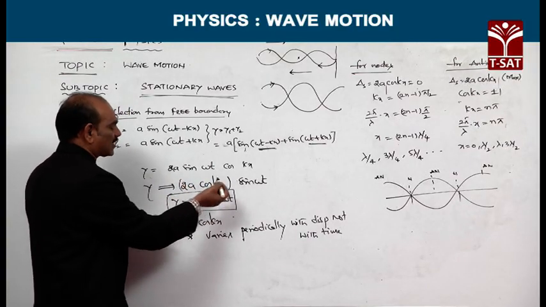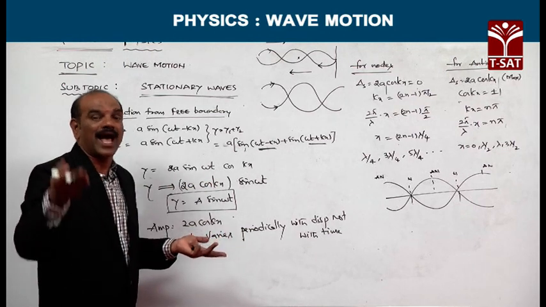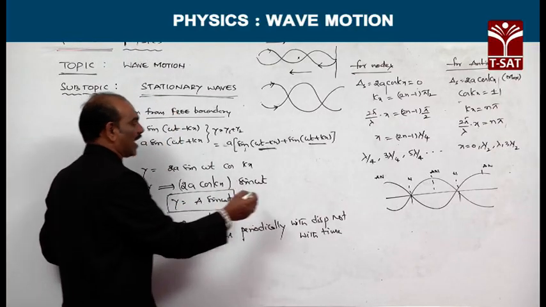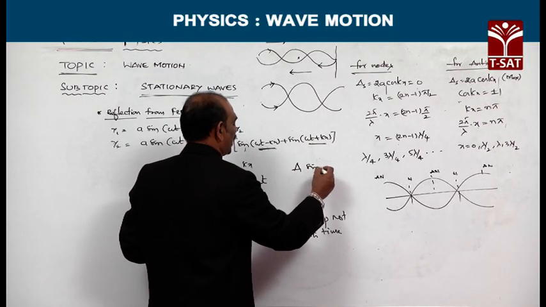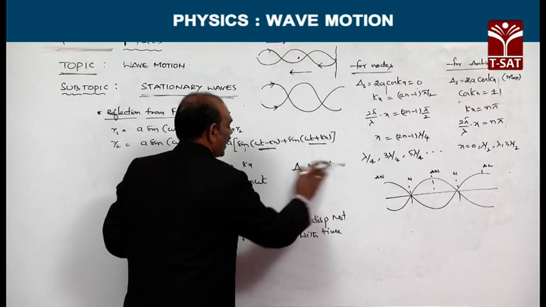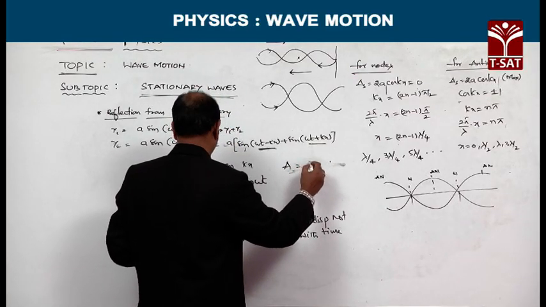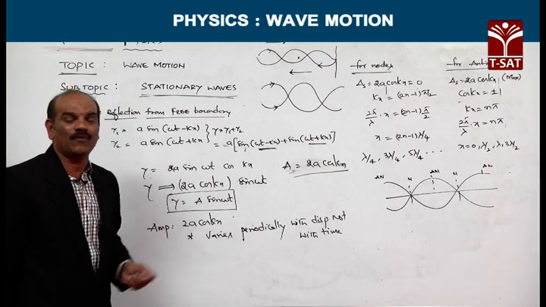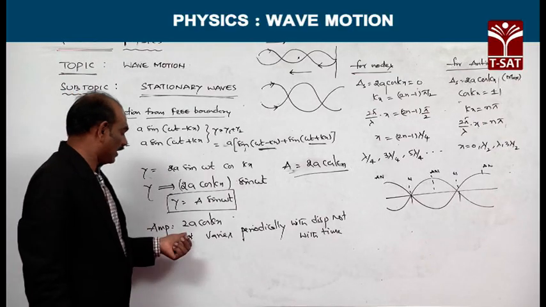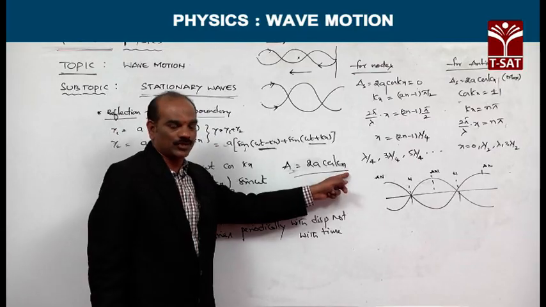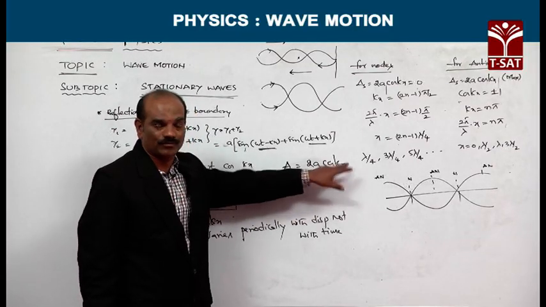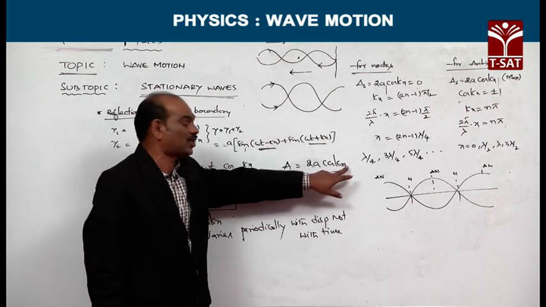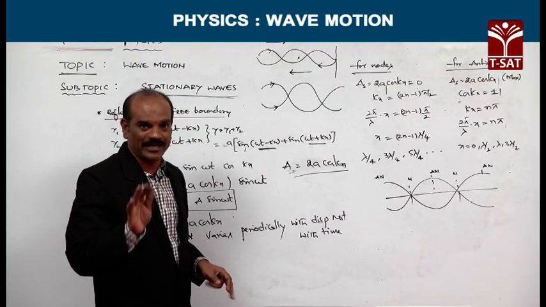in place of 2a cos kx, what have we obtained? That is nothing but the amplitude of the stationary wave. Therefore, y is equal to A sin omega t is the equation of this wave, whereas A, which is 2a cos kx, is the resultant amplitude of the stationary wave. So here in 2a cos kx, there is no time, only displacement x is there. Therefore, the amplitude of stationary waves varies periodically with position, with the displacement, not with the time.